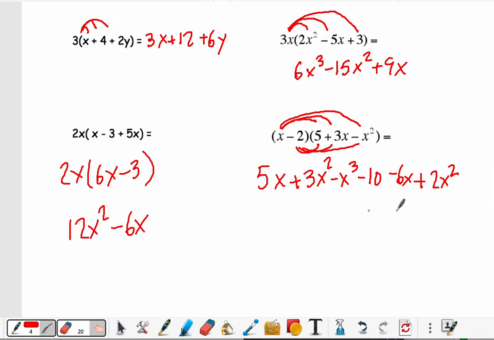Now you have a bunch of terms down here. I would recommend simplifying that. So I'm going to put it in standard form where we have negative x cubed first. Then I'll put my x squareds, so plus 5x squared. Then we'll do just our x's. 5x minus 6x is negative x, and then minus 10. So this would be the simplified version of that.